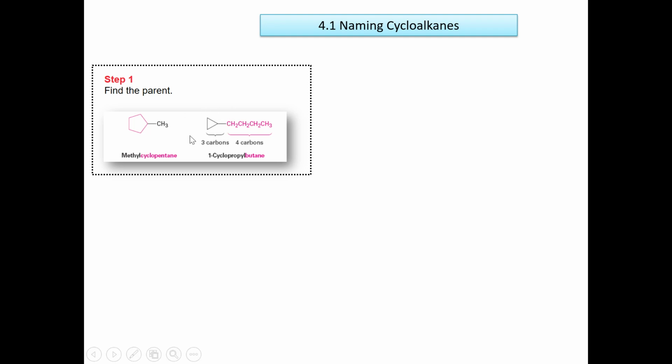But what about here? Here what we have is a 3-member ring and then 4 carbons in a row. Obviously the most important chain will be the 4 atoms, as you can see here. That means that this will be butane, and then we put the substituent 1-cyclopropyl. Here we have to put the number because obviously the first position of the butane is not the same as the second.